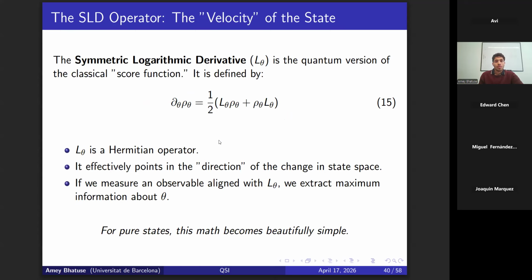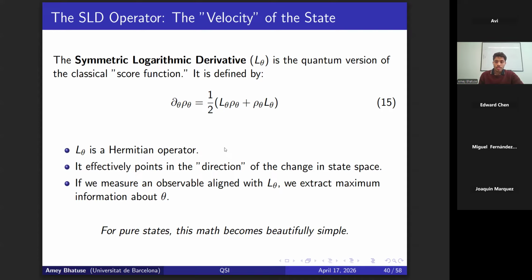We have an operator that we use to answer this question, which is the quantum version of the classical score function. This is the equation: the derivative of your state with respect to theta, which is essentially the change of your quantum state with respect to the parameter, is given by this operator, where L theta is a Hermitian operator. What it does is effectively point in a direction of change in the state space. So if we measure an observable aligned with L theta, we extract maximal information about theta.